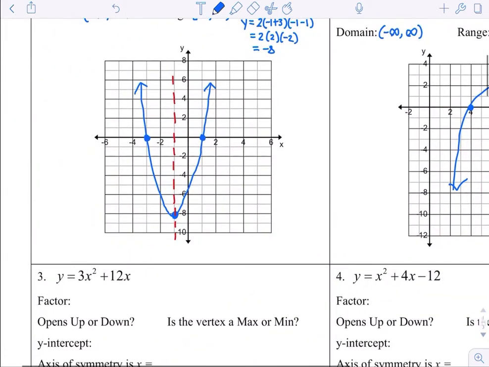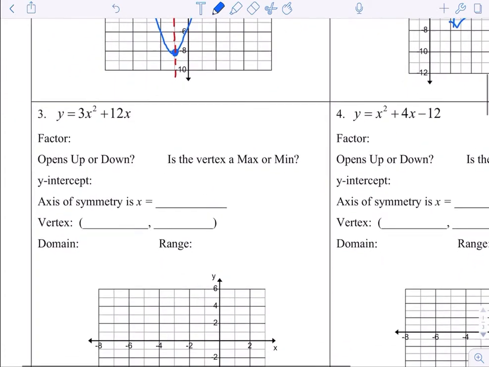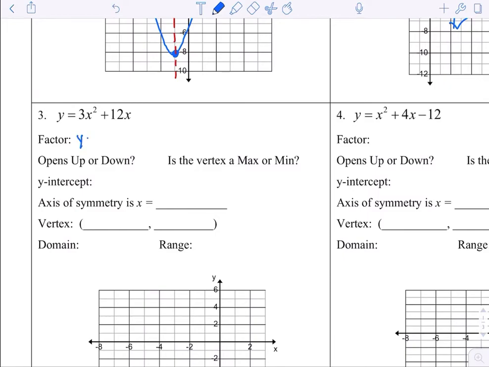Alright, so for 3, first we have to factor this to get it into factored form. So y is going to equal 3x times x plus 4. Divide both by 3, right? And we divided both by x to get 3x times x plus 4. This a value, a is greater than 0, which means it opens up, happy face, and that means you have a vertex as a minimum.